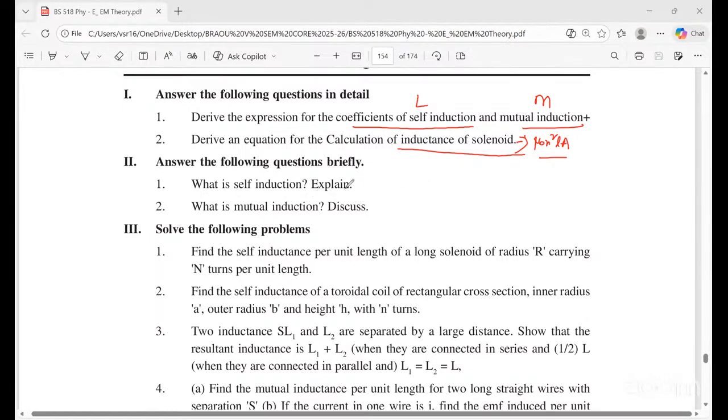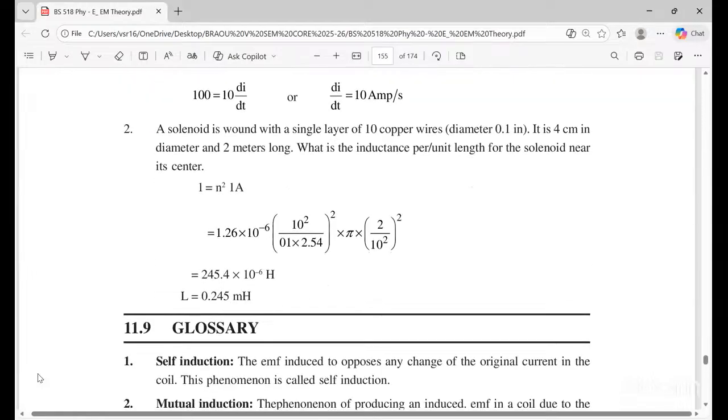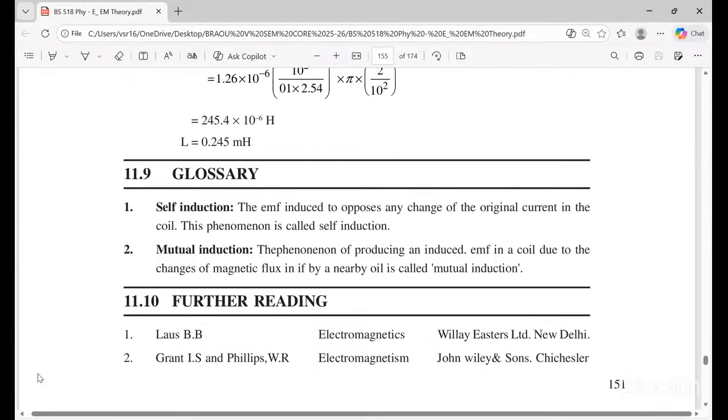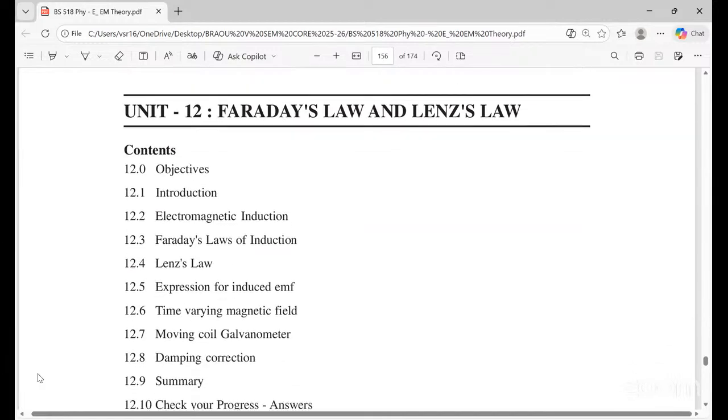A short question: what is self-inductance? What is mutual inductance? With respect to figures, you have to explain, so that the examiner easily identifies that this person knows everything. Then worked examples: you should practice the examples and problem questions too, so that it will help you improve your knowledge.